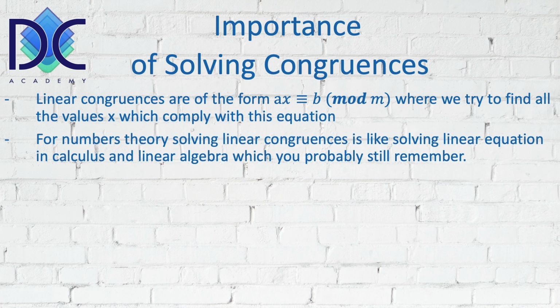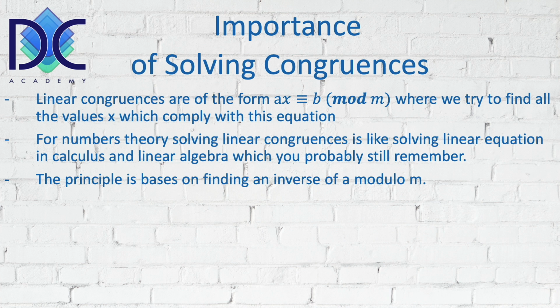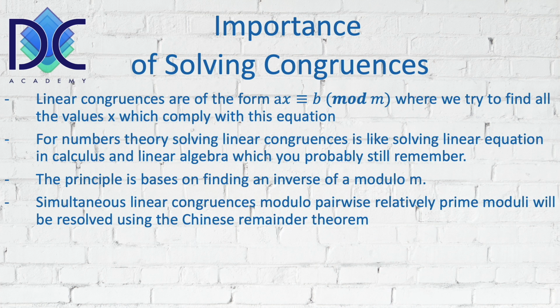What we have to find is like solving a linear equation like we did before in calculus and linear algebra. When we look at equations like ax + by = c, this is in number theory the equivalent element. The principle here is based on finding an inverse of a modulo m, and we will define how we will find it. Once we have that inverse, we can find the value or values for x.